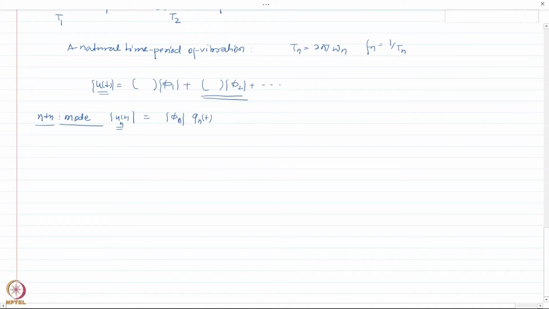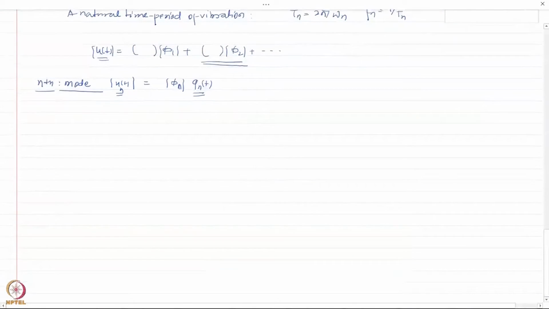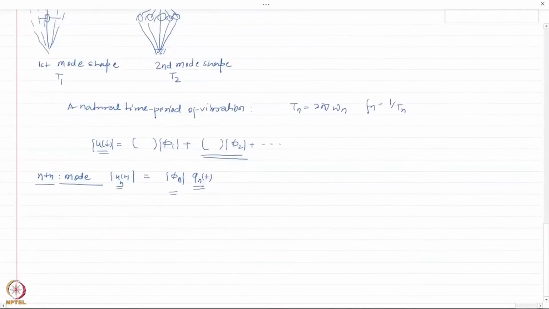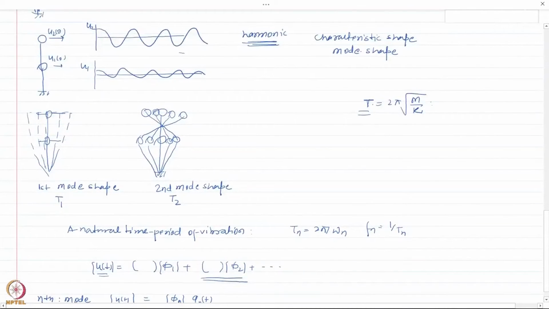Okay, and we have previously discussed that if the deflected shape of a structure is represented through some shape function, then the total response can be represented as a product of that shape function times some time variation function that represents the evolution in time. Now, this phi_n is constant in time, it does not vary with time. So the time variation is represented by q_n(t). And as we have said, if it is vibrating in one of its mode shapes, the resulting motion would be harmonic.